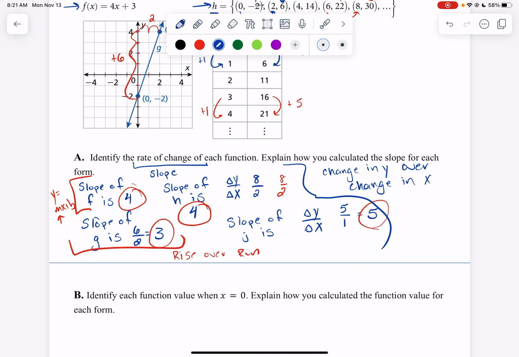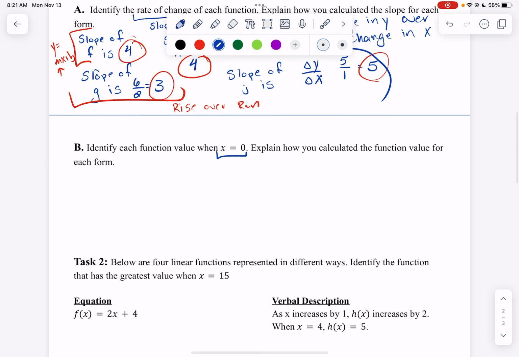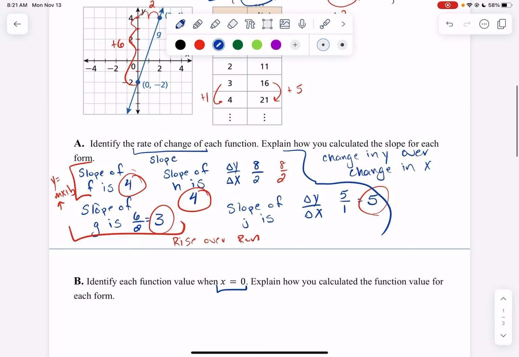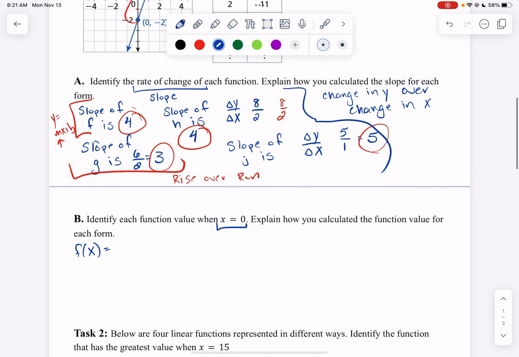Okay, next one. Evaluate each function value when x is equal to 0. Explain how you calculated the function value for each form. Okay, so let's go ahead and let's do f. So my function is f of x equals 4x plus 3.